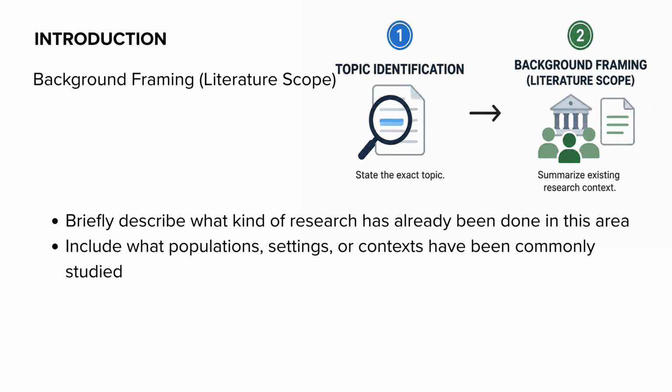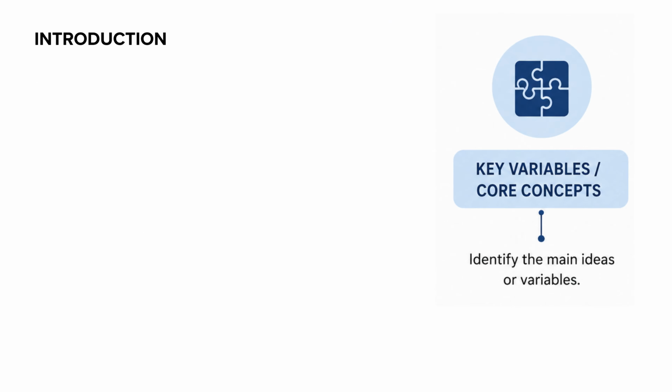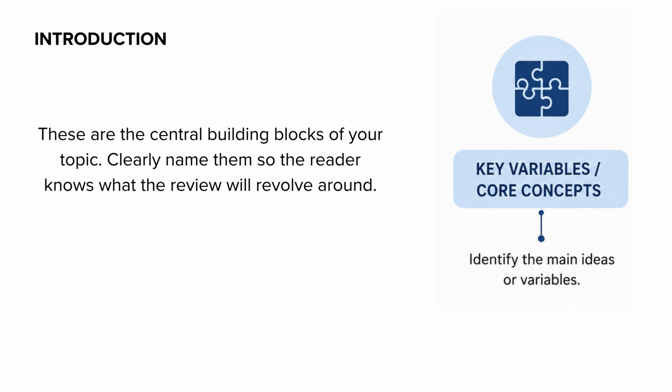Background framing, literature scope. Briefly describe what kind of research has already been done in this area. Include what populations, settings, or contexts have been commonly studied. Key variables and core concepts. Identify the main ideas or variables that appear again and again in the literature. These are the central building blocks of your topic. Clearly name them so the reader knows what the review will revolve around.